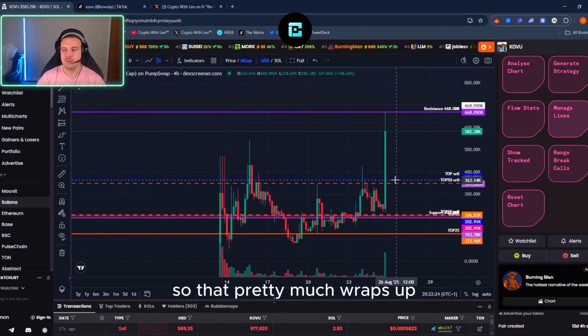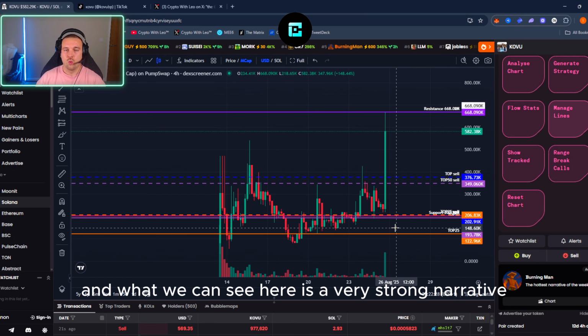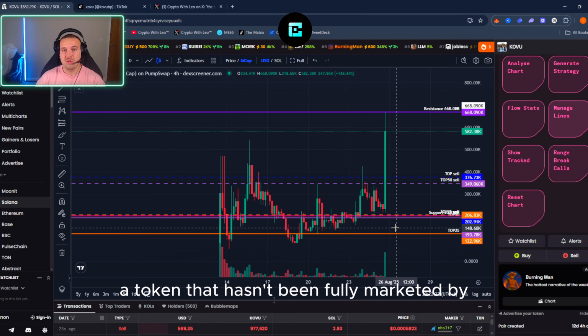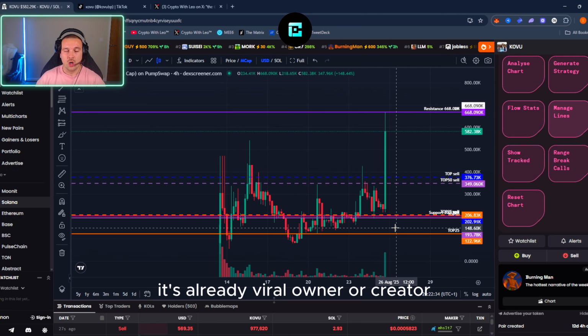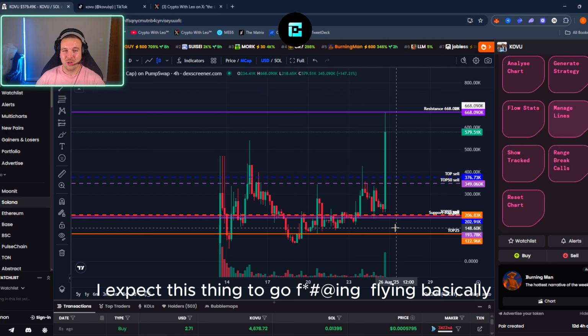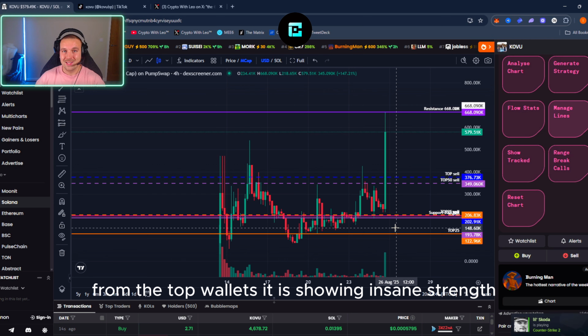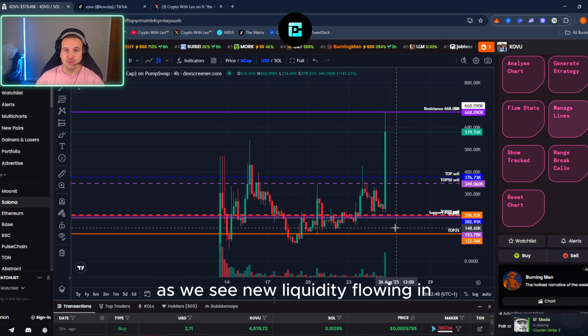So that pretty much wraps up my base view analysis utilizing the HUD. And what we can see here is a very strong narrative, a token that hasn't been fully marketed by its already viral owner or creator. When that happens, I expect this thing to go flying basically. And the second thing is that regardless of rotation from the top wallets, it is showing insane strength as we see new liquidity flowing in.